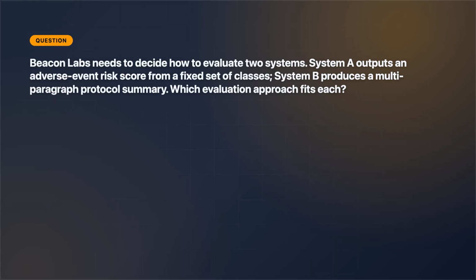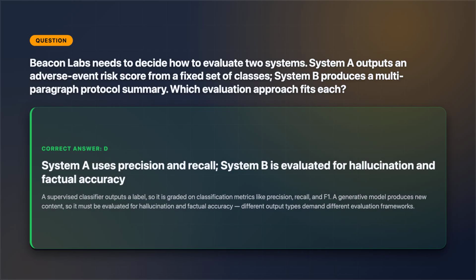It has to be D. Here's why. System A is a classifier that outputs a label, so classification metrics like precision and recall apply. System B generates new content, so you evaluate it for hallucination and factual accuracy. Different output types, different evaluation frameworks.